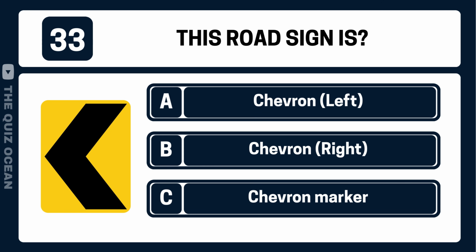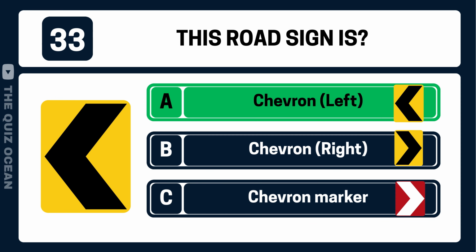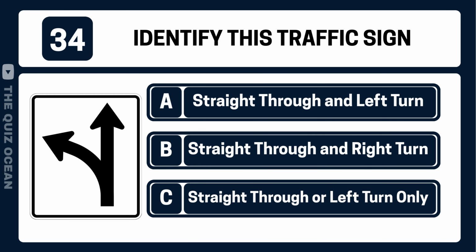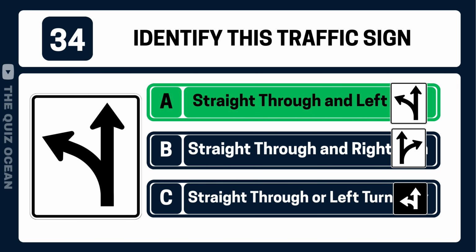This road sign is? Perfect. This is the chevron left sign. Identify this traffic sign. Exactly. This is the straight through and left turn sign.